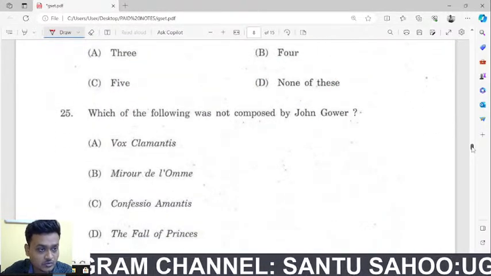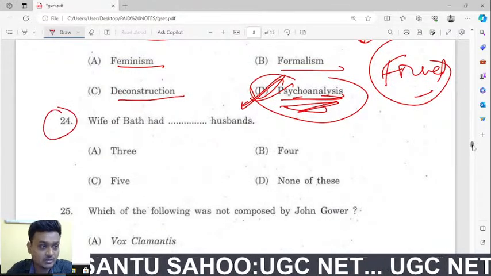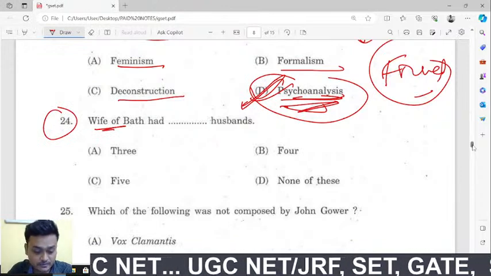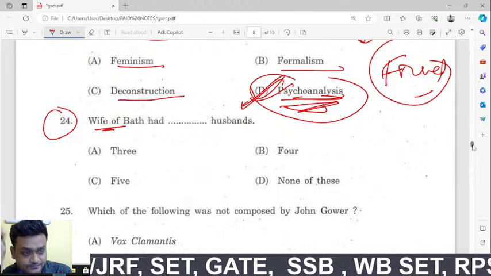The Wife of Bath had dash husbands. The character from Chaucer's Canterbury Tales. 3, 4, 5, none of these.